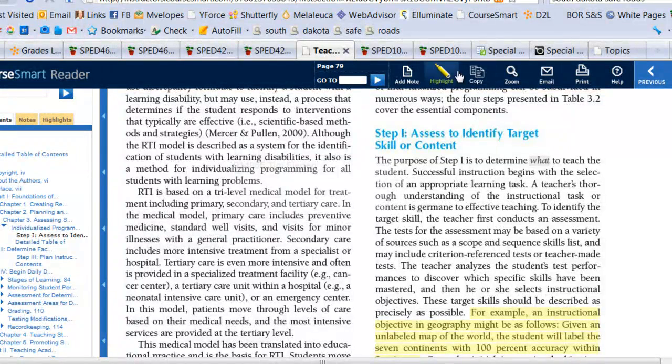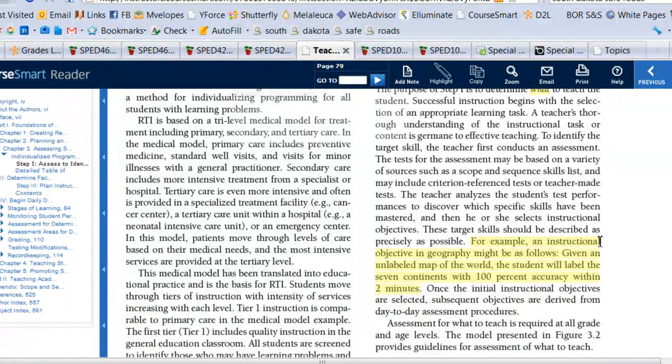Student walks in your classroom, a special ed student or whatever. What are we going to teach them? Successful instruction begins with that appropriate learning task. An example, an instructional objective in geography might be as follows. Given an unlabeled map of the world, the student will label the 7 continents with 100% accuracy within 2 minutes.